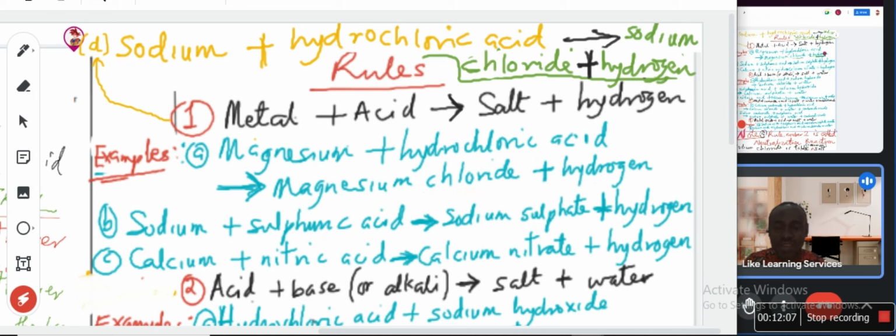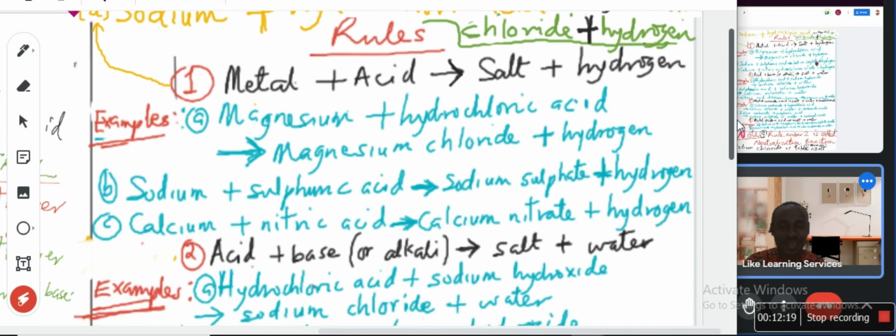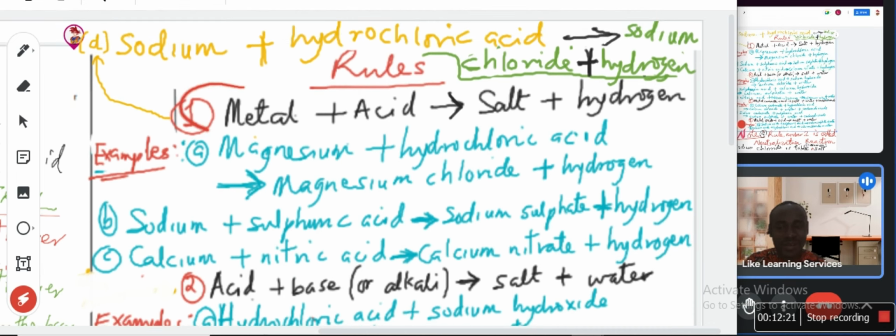If you're working with nitric acid, it's going to give what? Something nitrate, plus hydrogen. You are fantastic. You see, we're working very fast. Remember the rule. What's the rule again? The rule again is metal plus acid is equal to salt plus hydrogen. Yes. That's rule number 1.